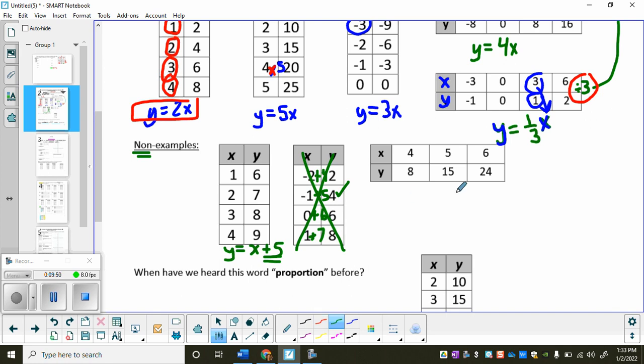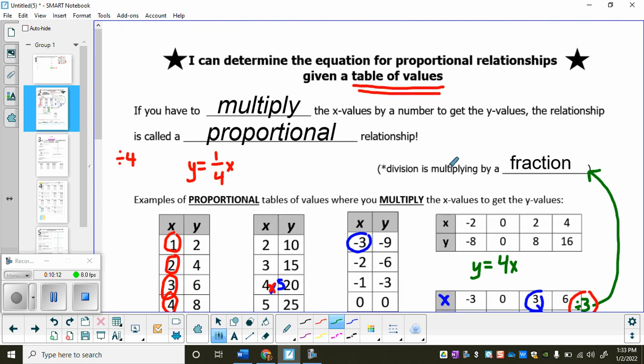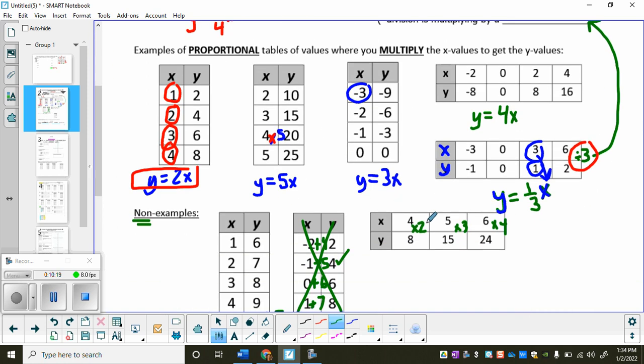All right, let's look at the third one here. All right, so I could do plus 4, but then this is not, nope, I could do times 2, and then times 3. Oh yeah, and then 6 times 4 would be 24. So this one does involve multiplying. And up here, we said if you have to multiply the x values by the y values, that it's called proportional. But y'all, it's not the same number every time. So it's down here as a non-example.